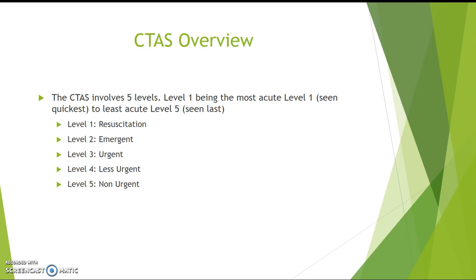So level 1 is labeled resuscitation. Level 2 is labeled emergent. Level 3 is labeled urgent. Level 4 is labeled less urgent. And level 5 is non-urgent. So worst goes first and best for last.